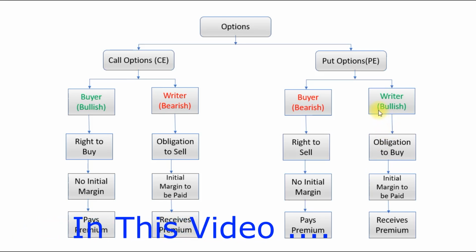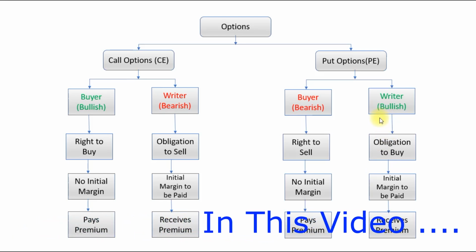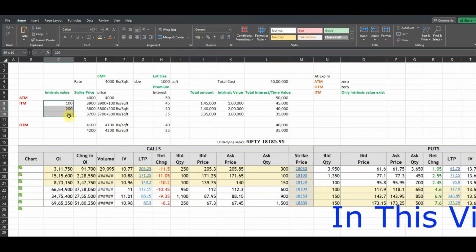At the same time, if our view is bullish, we will sell the PE. The intrinsic value will remain.